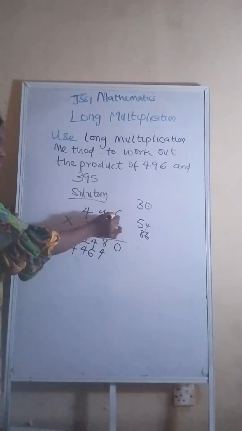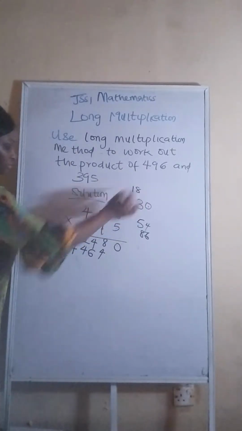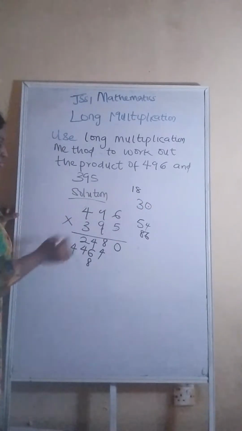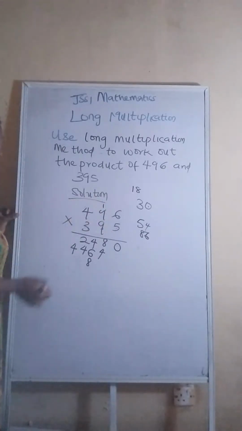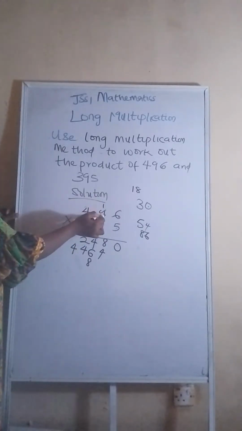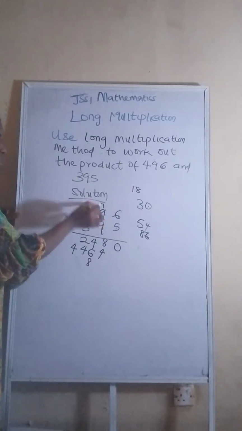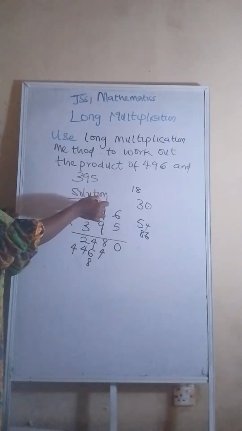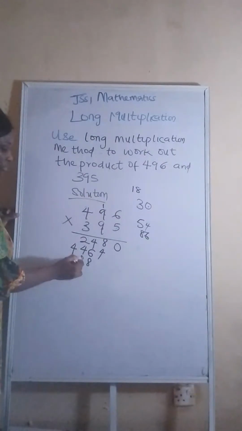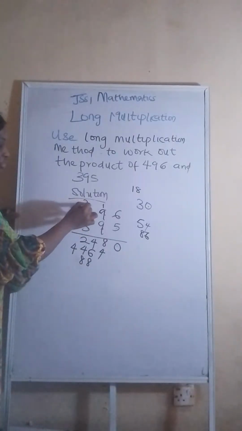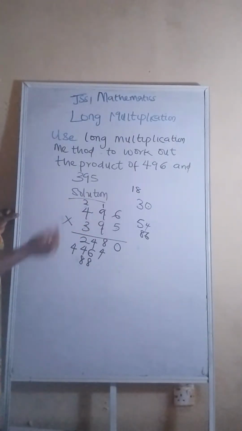3 times 6 is 18. You know it's 18. So you write your 8. Good. Raise 1. Very good. 3 times 9 is what? 27. Add that 27 plus this one. That is what? 28. So that will be 8. You raise your 2. You get it now? Very good.